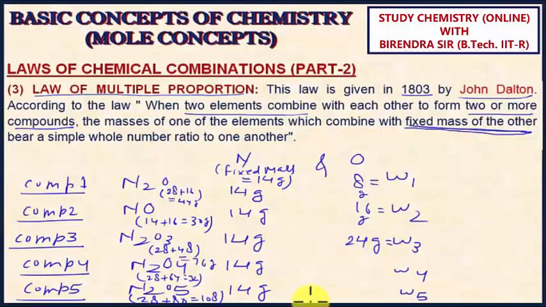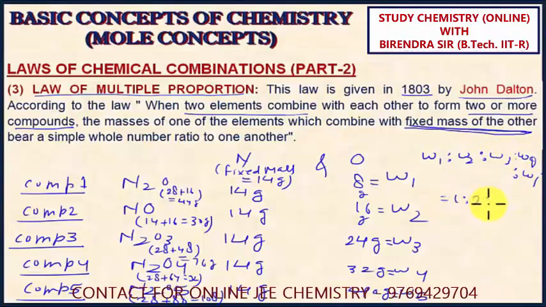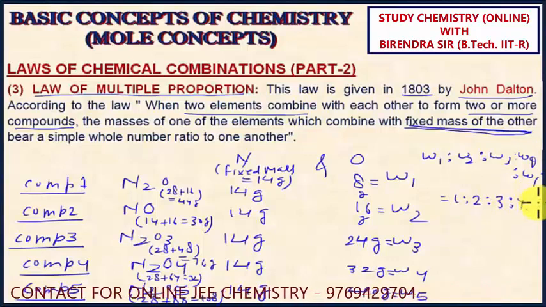24 gram oxygen. Here 28 gram nitrogen is there with 64 gram of oxygen. So 14 gram will be with how many grams? 32 gram oxygen. Now 28 is there with 80. So 14 will be with 40 gram. So we have got the masses of oxygen 8 gram, 16 gram, 24 gram, 32, 40 gram. Now take the ratio. W1 is to W2 is to W3 is to W4 is to W5. The value comes as 1 is to 2 is to 3 is to 4 is to 5.